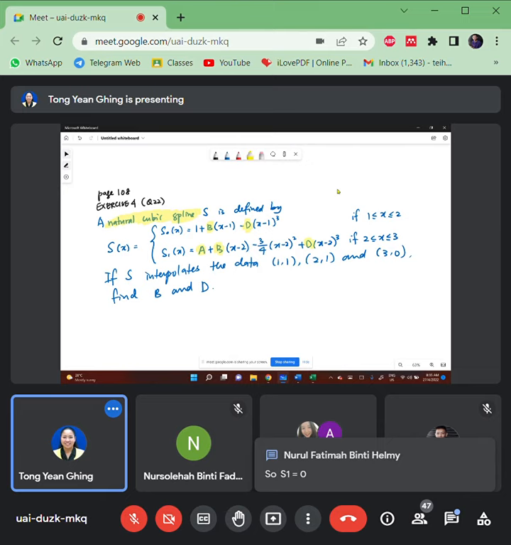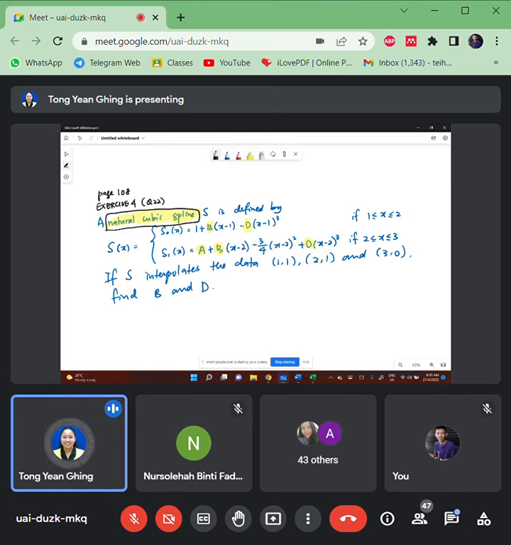Fatimah says S naught, S1 is equal to 0. Zero is correct, but maybe you cannot write it that way. This is a natural cubic spline. Remember, the natural cubic spline is the last criteria I mentioned: the second derivative of x naught equal to 0, then the second derivative of xn, in this one n minus 1, is equal to 0. Here we only have 2.